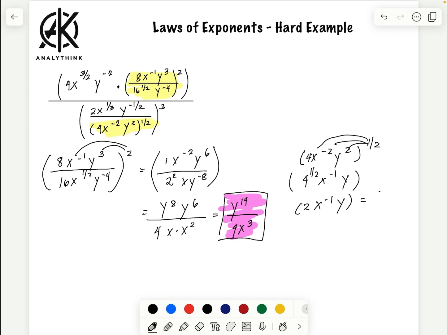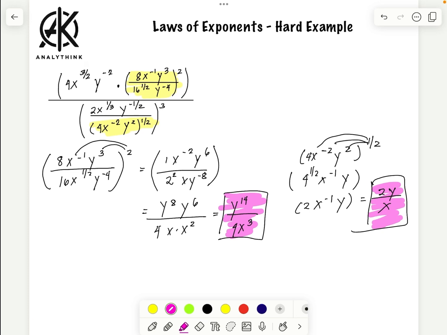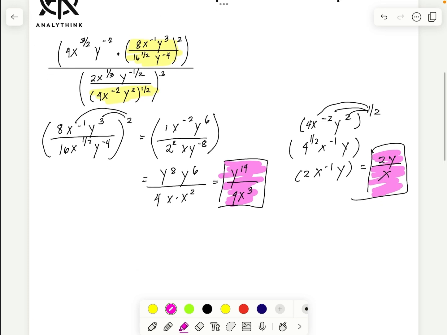So this is 2y over x. So this is our second simplified expression. Let's just keep that first. And then let's combine these two simplified expressions and put them on our original expression.